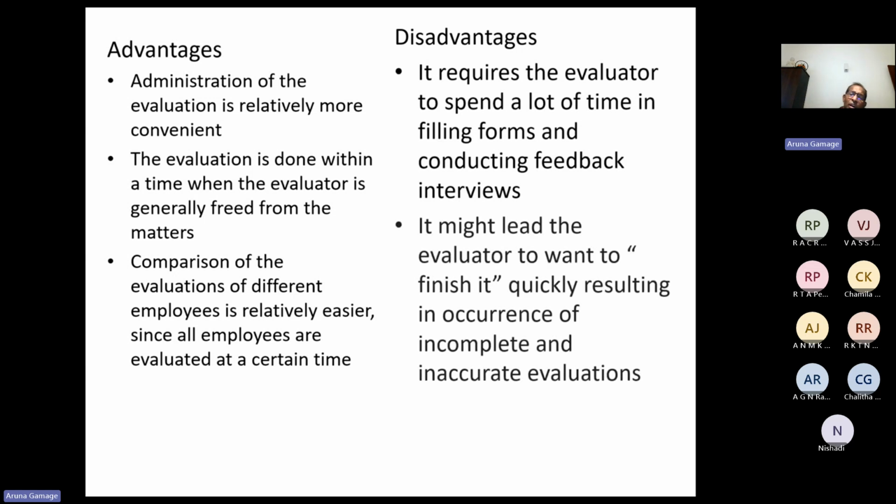It requires the evaluator to spend a lot of time in filling forms and conducting feedback interviews. It may lead to error. If there are many evaluations to be made, the evaluator may be fed up with evaluation, and then he wants to finish it quickly rather than giving accurate evaluation, resulting in incomplete evaluations. So it may be subject to that problem too.